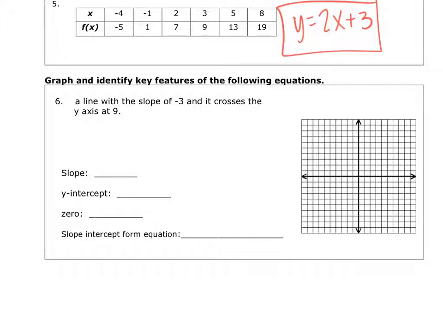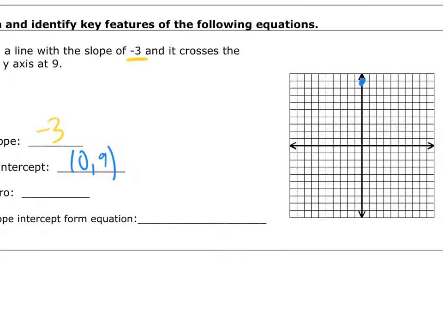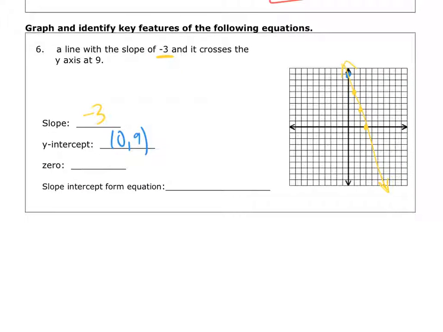Problem 6, a line that has a slope of -3 and crosses the y-axis at 9. Crossing the y-axis at 9 is going to be my y-intercept. So I'm going to start up at 9. And then I have a slope of -3, so I'm going to go down 3, right 1. Down 3, right 1. So this crosses the x-axis at 3.